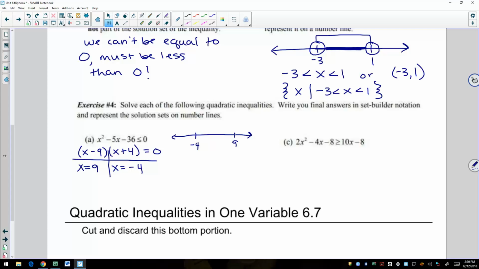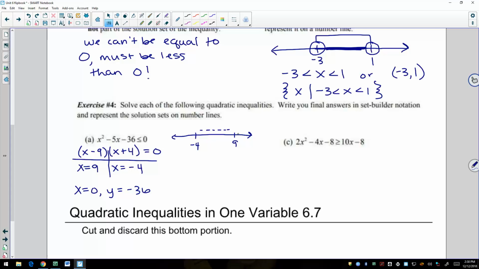So between -4 and 9, 0 is in between -4 and 9. So I'm going to plug in 0 for x. Well, that's 0 minus 0 minus 36. If I plug in when x is 0, I get y equals -36. So I'm going to put negatives in between -4 and 9, because all of the numbers, if I plug them in here, I'm going to get negatives.